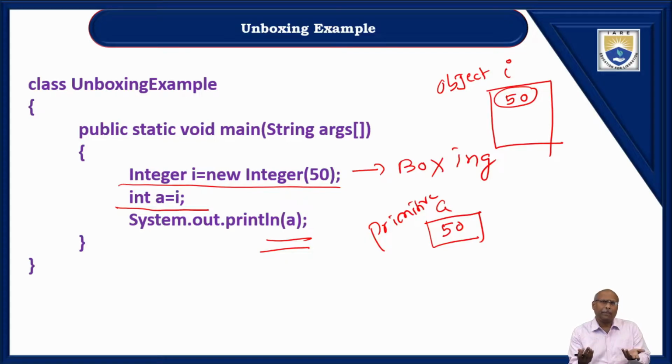While printing, you can print directly. So automatically, while printing, it will do unboxing. Similarly, you can write System.out.println of I also. So automatically the value 50 will be displayed. That means while printing, what will it do? It will retrieve the data. That means it will apply the unboxing concept.